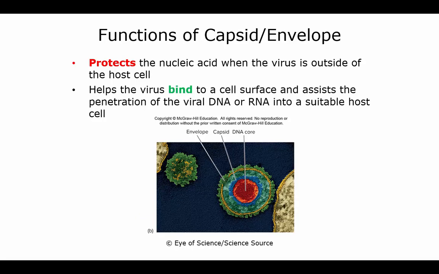Now, the capsid and the envelope protect the nucleic acid, and that's important because when a virus leaves a host cell, it is looking for its own host cell, another host cell to invade. And so it has this capsid or envelope that helps to protect it when it's outside of that host cell. And then it binds to a cell, and it helps it to penetrate and get its DNA or RNA into the new host cell.